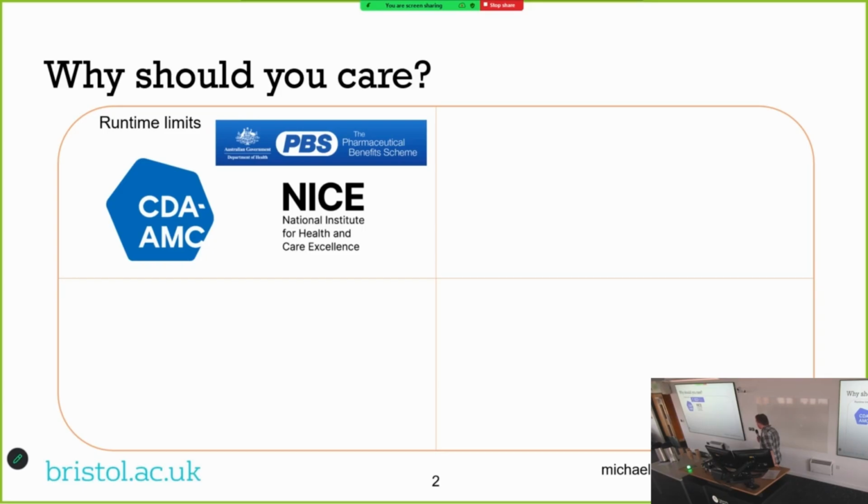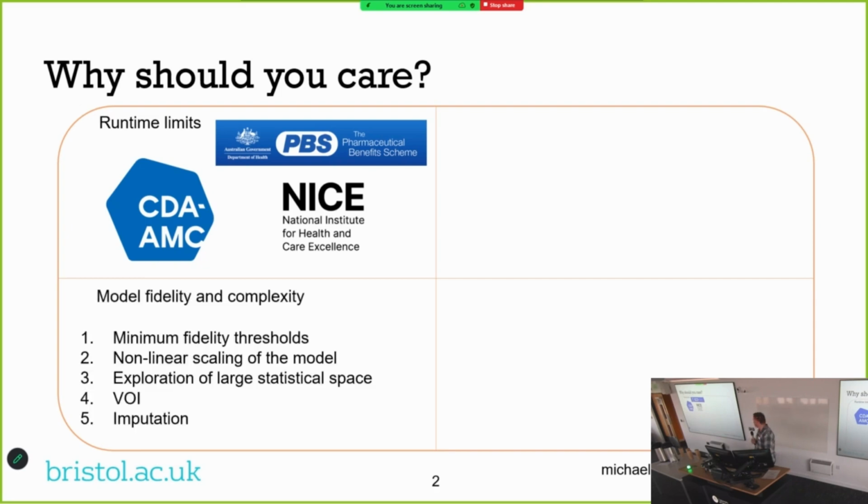Well, the simplest answer is that there's actually several bodies which have limits on how long your models can take to run. Like they have to be run within a working day, or you have to agree a time with them. And so generally speaking, there is some limit that you have to approach. However, a lot of the time, it's nothing to do with them. It's actually to do with your model itself. You may have a minimum fidelity threshold.